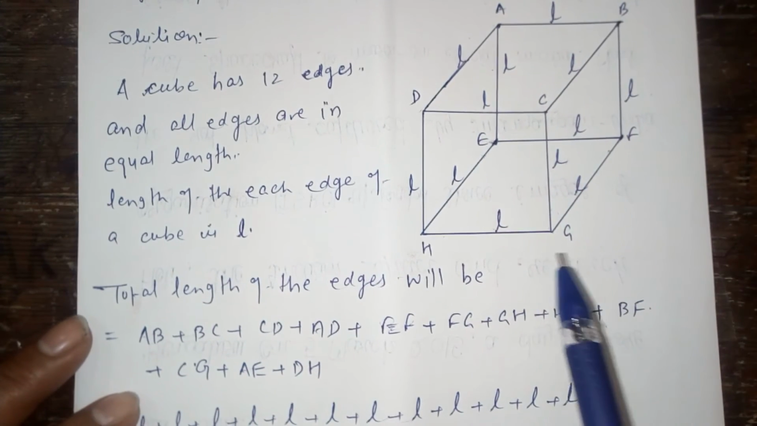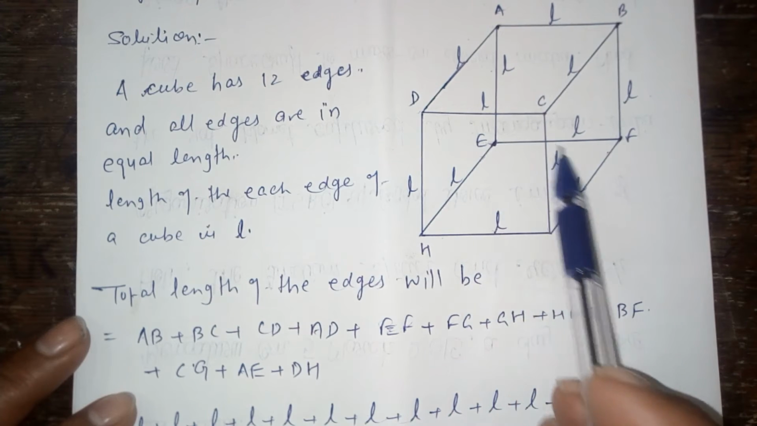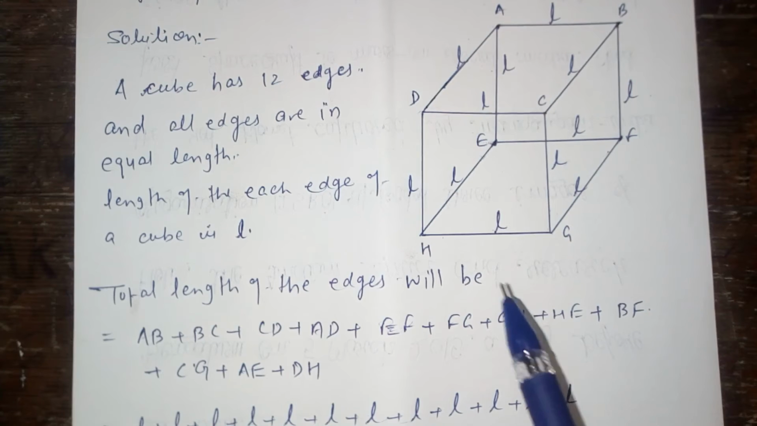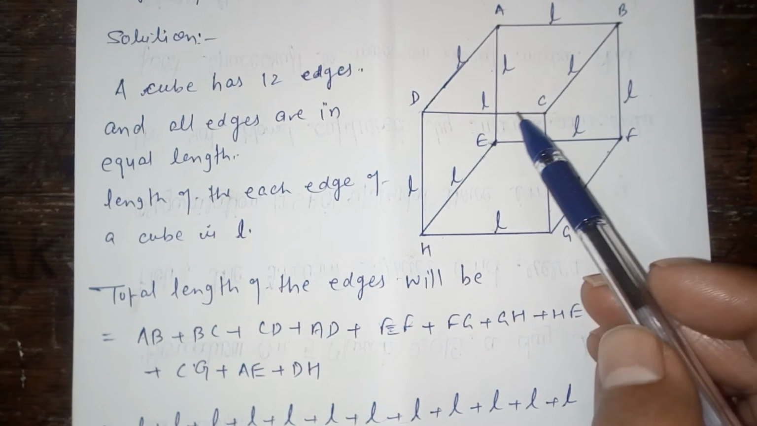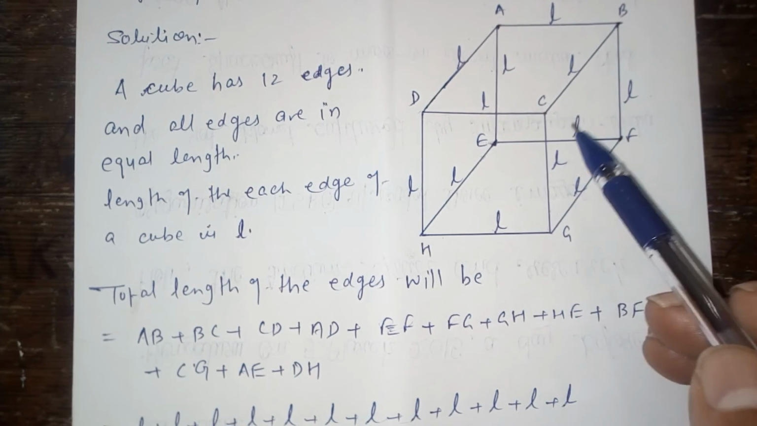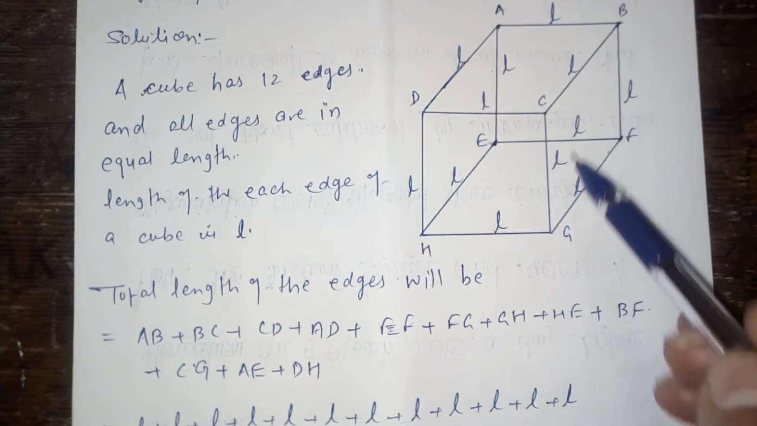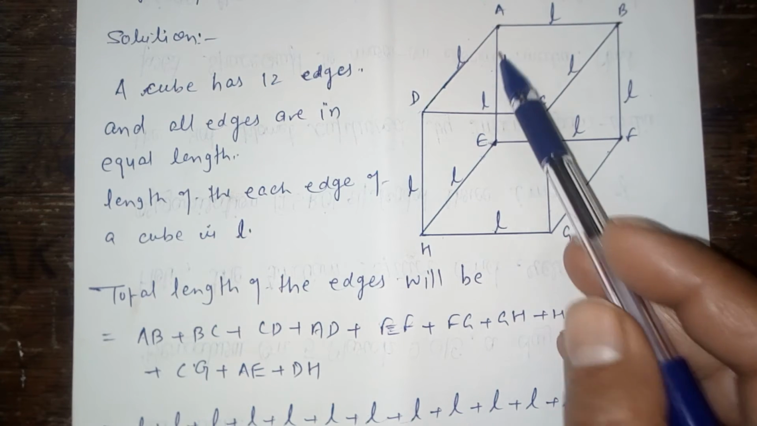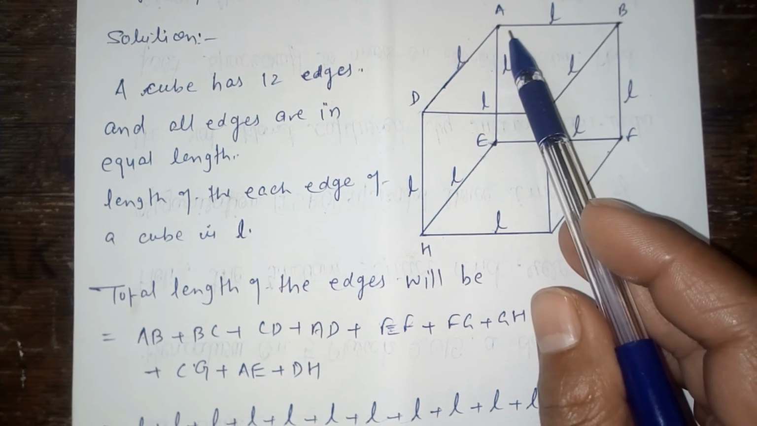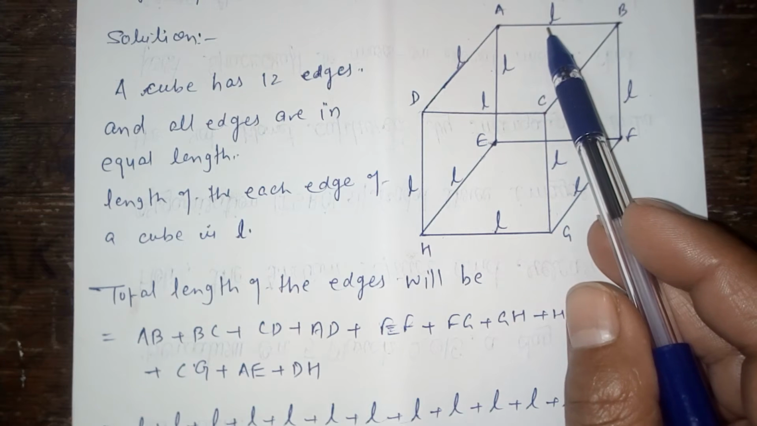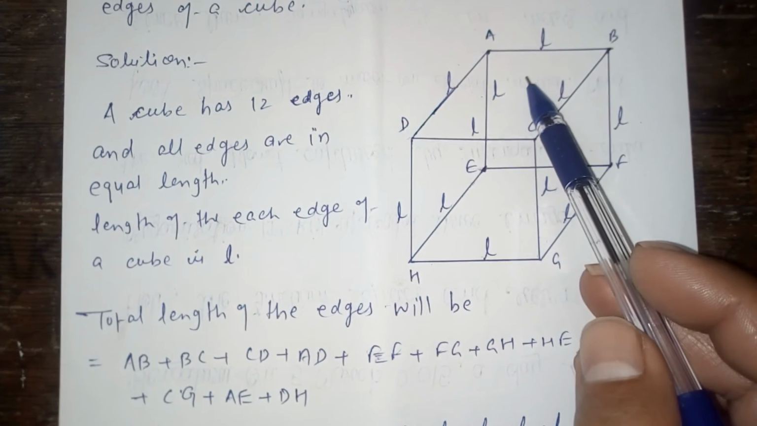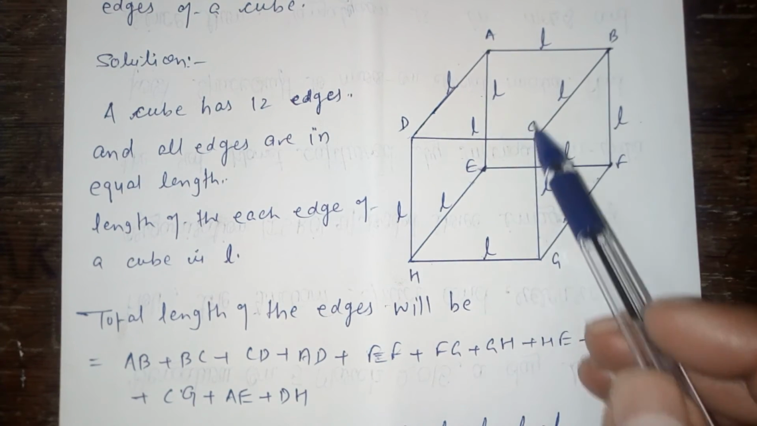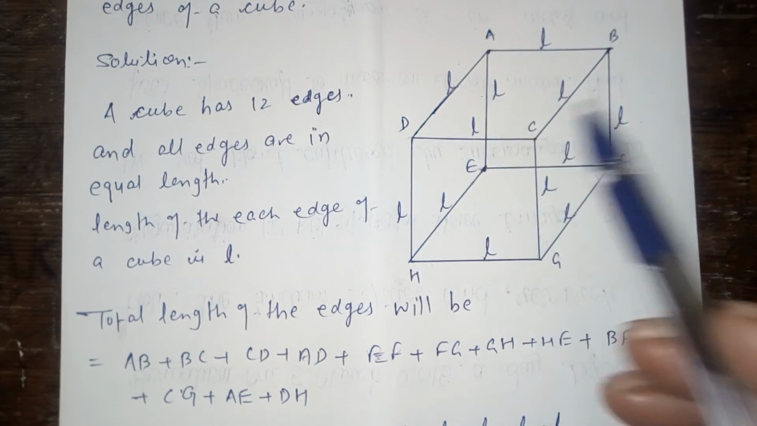Okay. In this question we will find out the total length of the edges. Now look here. You know very well, in a cube all sides are of equal length. In this cube there are 12 edges and the length of one edge is L. So the length of 12 edges will be 12L.